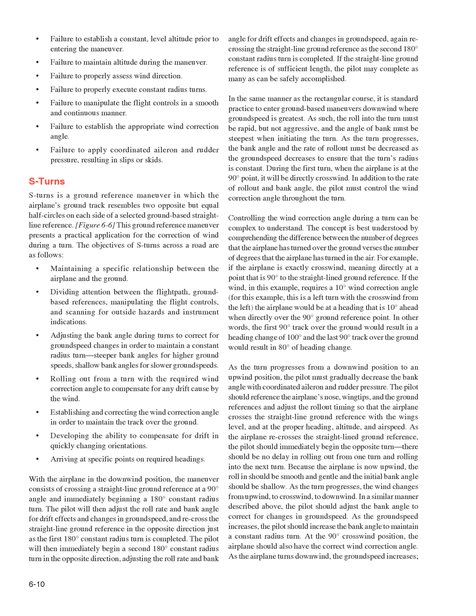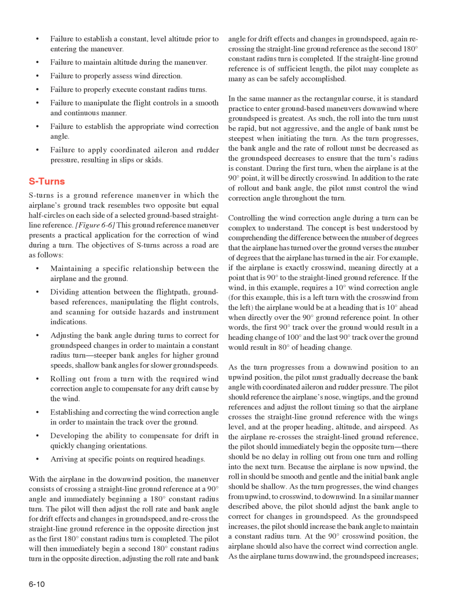Because the airplane is now upwind, the roll-in should be smooth and gentle and the initial bank angle should be shallow. As the turn progresses, the wind changes from upwind to crosswind to downwind. In a similar manner described above, the pilot should adjust the bank angle to correct for changes in ground speed. As the ground speed increases, the pilot should increase the bank angle to maintain a constant radius turn.